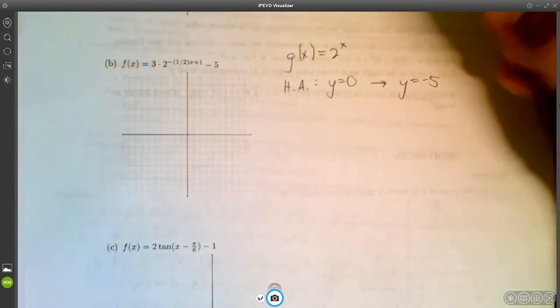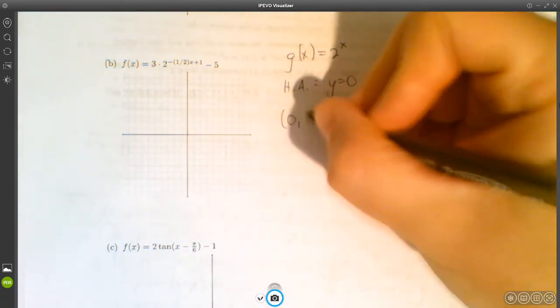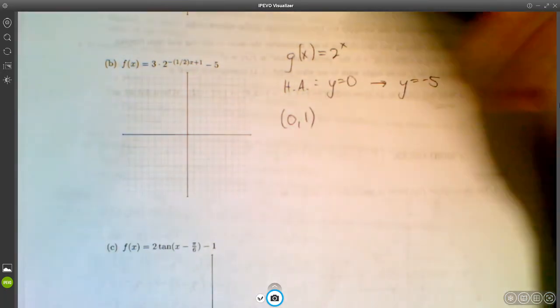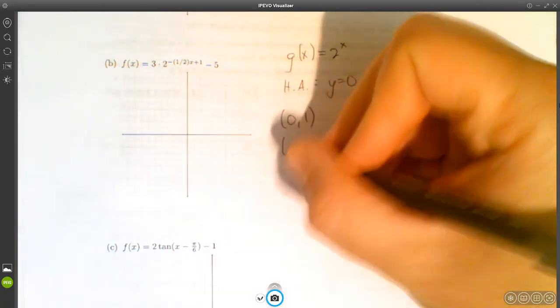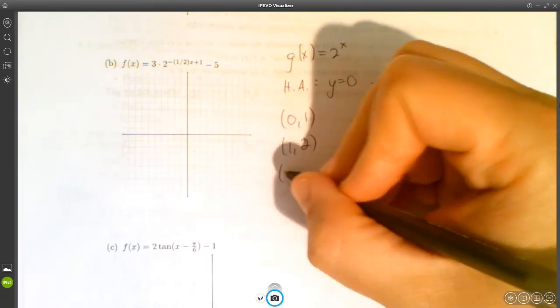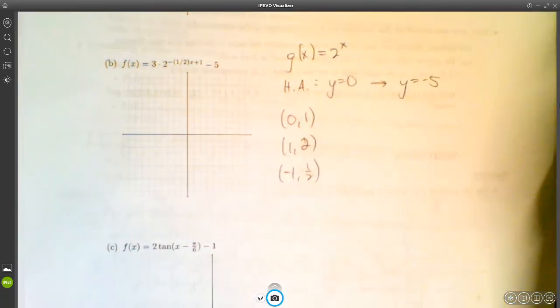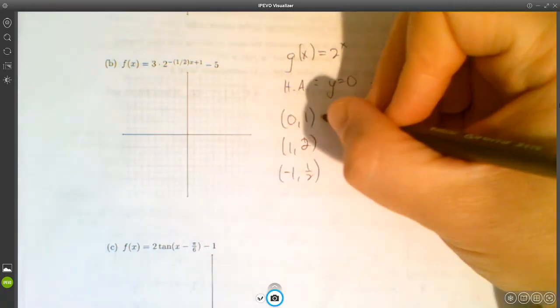Now as for the points on the graph, 2 to the x usually goes through 0, 1. Well, 2 to the x always goes through 0, 1, right? But we're interested in what this nasty thing goes through. 2 to the x goes through 1, 2, and then 2 to the x goes through negative 1, 1/2. Let's see where those 3 points end up under our transformations.